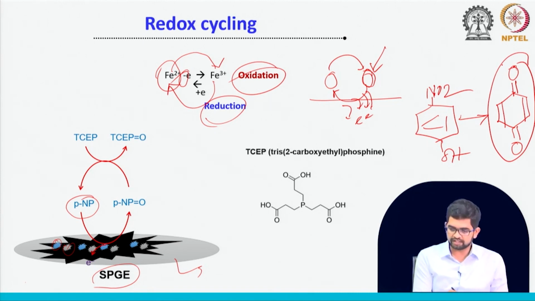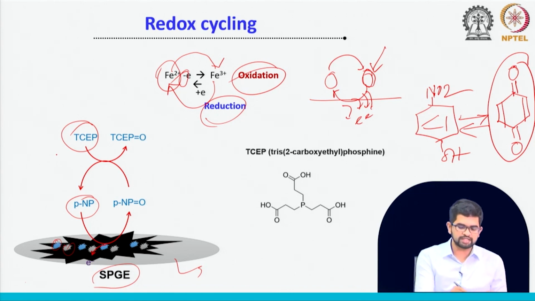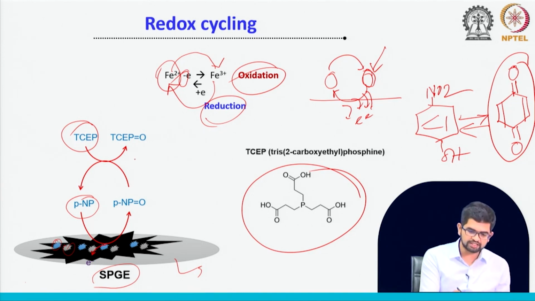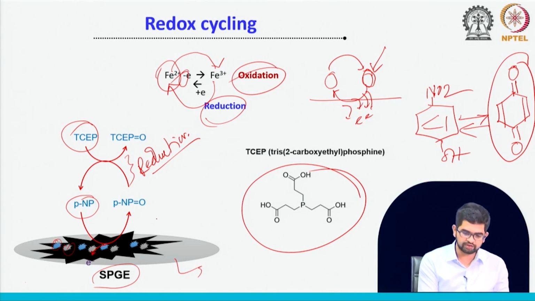For the oxidized and reduced forms, we need a reducing agent. What reducing agent can we use? We can use TCEP. TCEP is a reducing agent. This is the structure of TCEP, and it reduces, then again it comes back to nitrophenol. So this is a chemical reduction process. And on the surface we are oxidizing, so oxidation happens on the electrode surface.